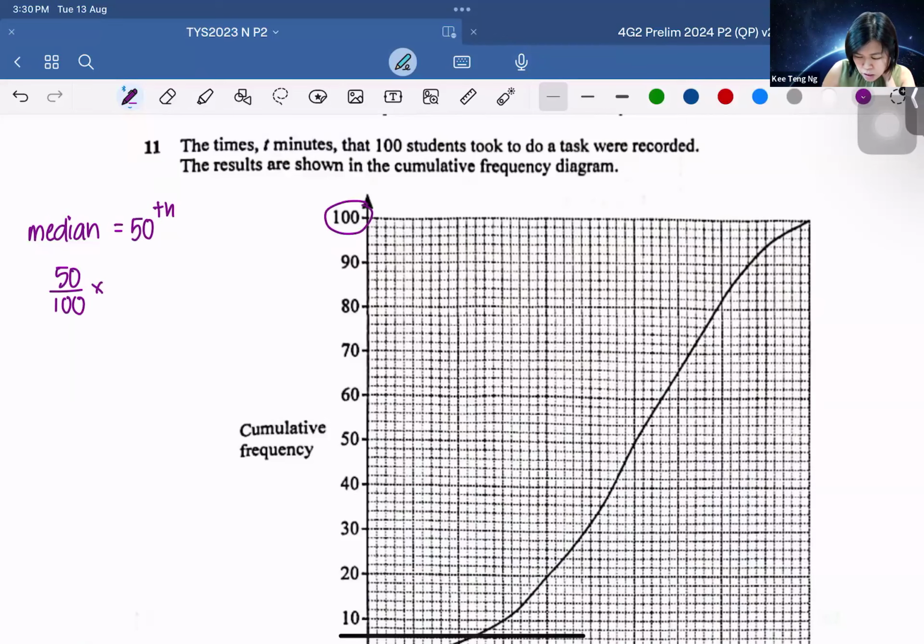So the 50th, in this case happens to be 50 over 100 times my total frequency. Look at where the graph stops. Observe where the graph stops. Don't just assume it. Sometimes it's not 100, sometimes it's less than 100. So in this case, it's 100. My number is at 50.